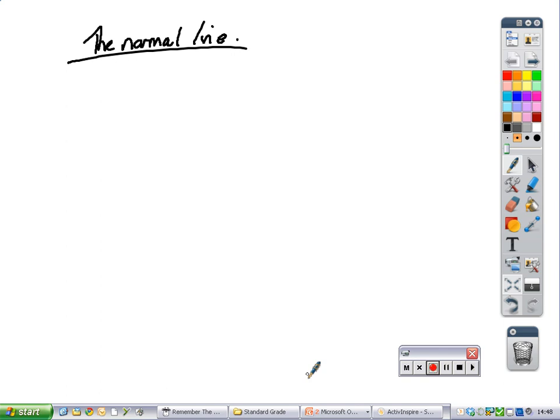Okay, so we're going to look at what I mean by the normal line. Every time we analyse or look at a diagram to do with light, we must take into account this thing called the normal line. Okay?